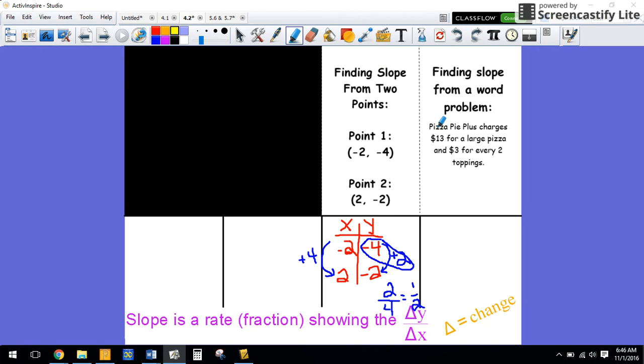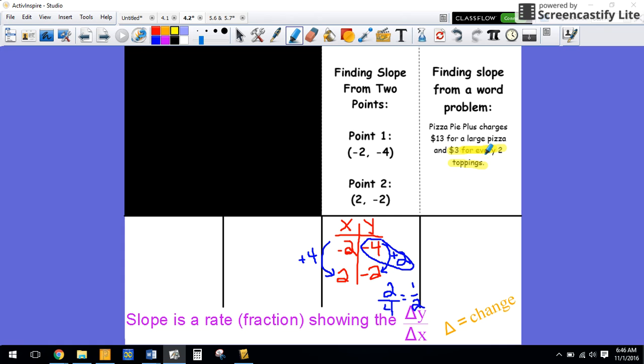So I have several things to choose from here. I've got $13 for a large pizza, and then I've got $3 for every 2 toppings. I'll tell you these words here, for every, are very, very helpful when finding your slope. Another word you might see a lot when finding slope is per. So here, this is my fraction. For every or per are going to indicate my fraction bar. So I pay $3 for every 2 toppings.